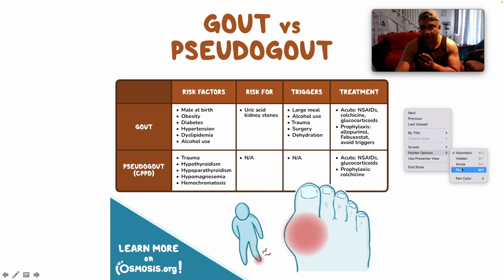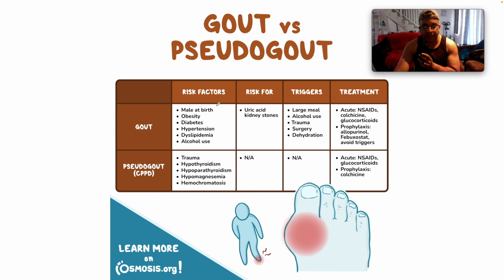And just drawing some comparisons between gout and pseudogout. If you look at gout in terms of risk factors: males, obesity, diabetes, hypertension. So it keeps company with our metabolic risk factors: dyslipidemia, alcohol use. Versus pseudogout, which is associated with trauma and a lot of hypos: hypothyroidism, hypoparathyroidism, hypomagnesemia, hemochromatosis. Look at episode 4 of the OSCE series for more on that. Gout puts you at risk for uric acid kidney stones, whereas there's no real associated risk for that in the setting of pseudogout. Triggers for gout are a large meal, alcohol use, trauma, surgery, dehydration. There are no such triggers for pseudogout.